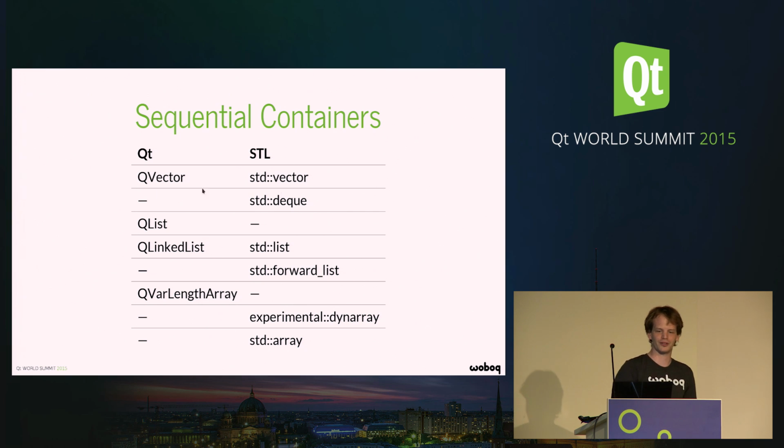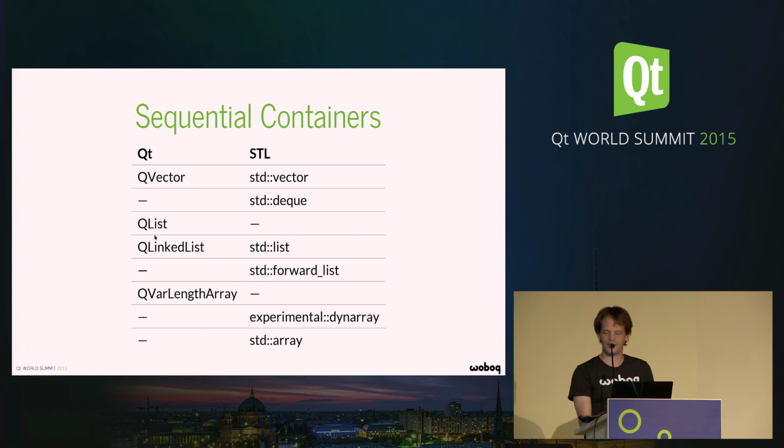The equivalent of a QVector would be std::vector. std::deque and QList have the same purpose, but are implemented differently, so I put them in different rows. std::list is a linked list. std::forward_list is a singly linked list.